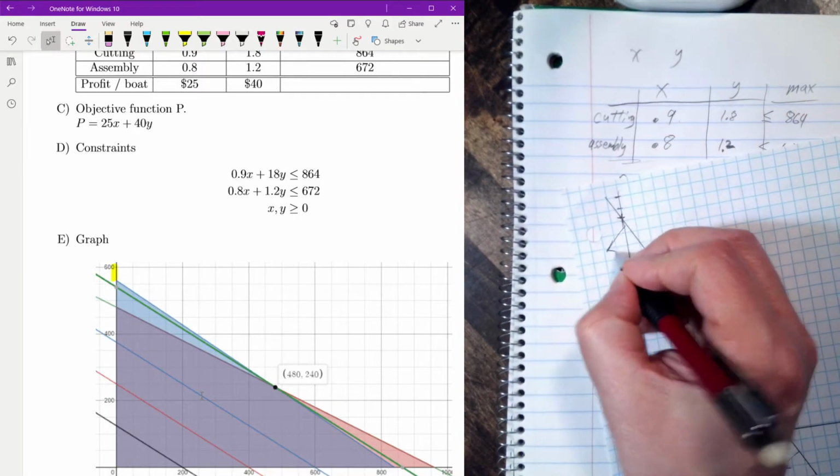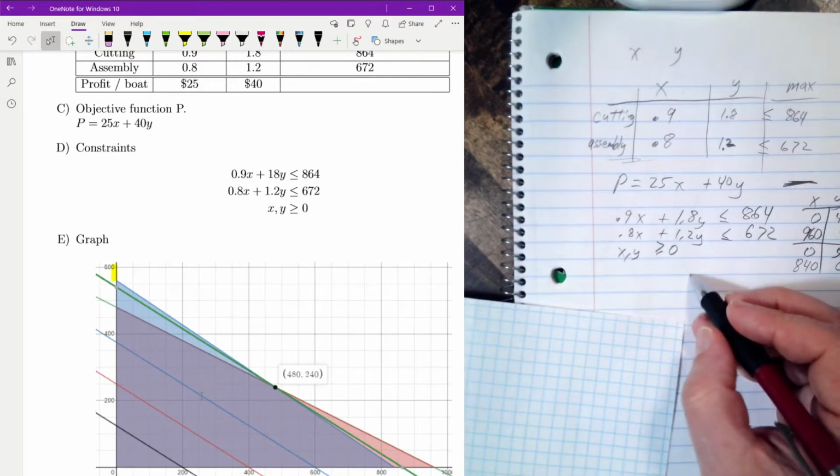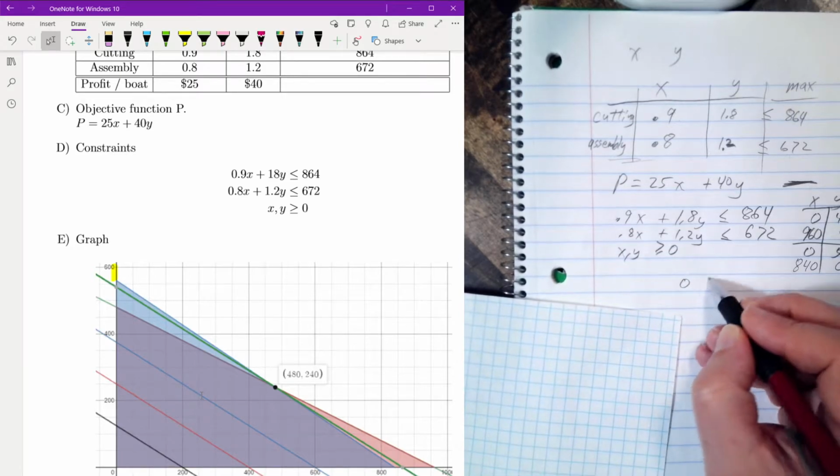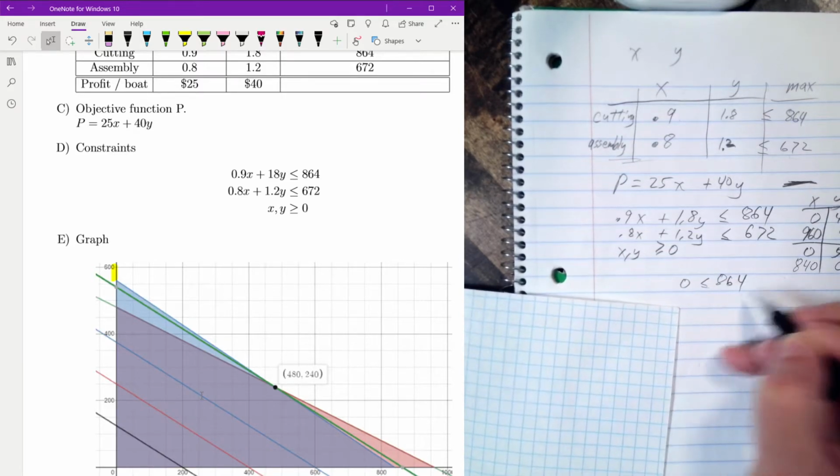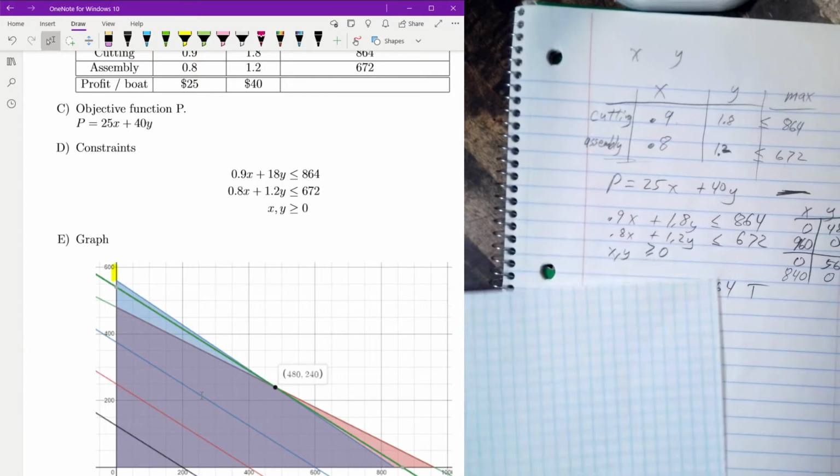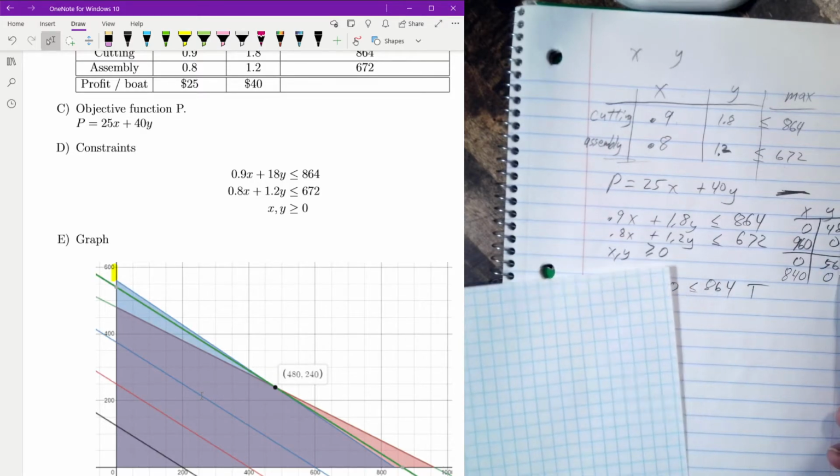And what did I do just there? So is 0 less than or equal to 864? It's true. Yes, it is. Let's graph out the next one.